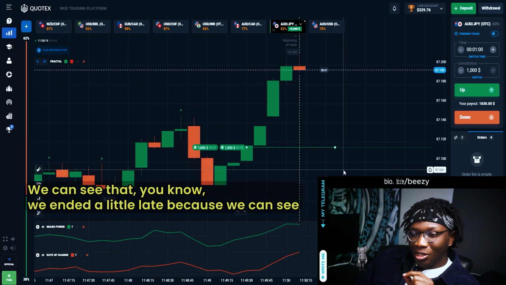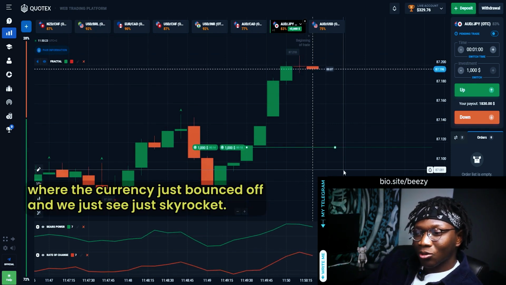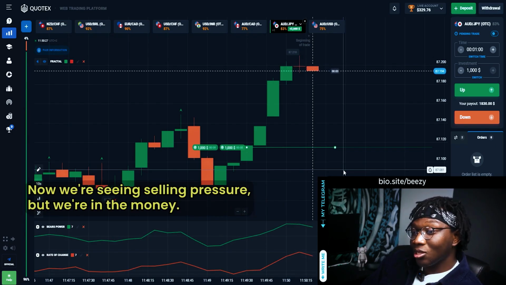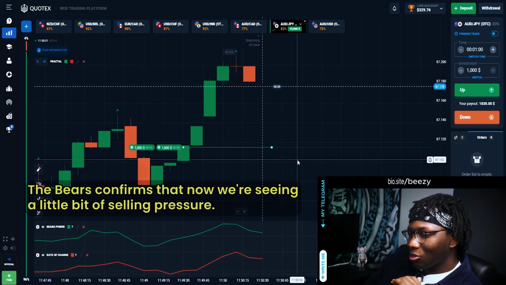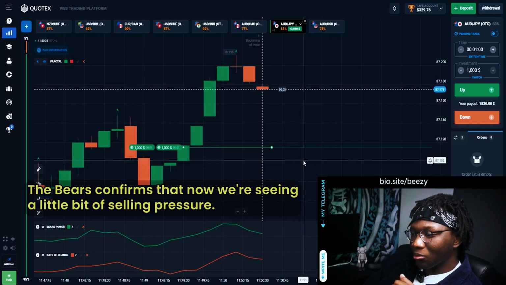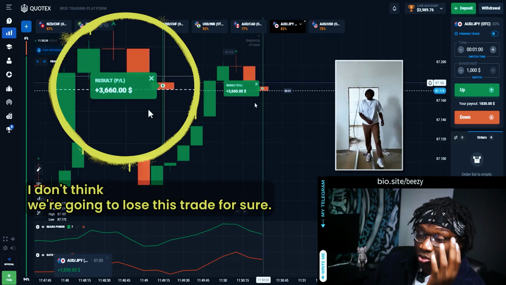We can see that we entered a little late because we can see where the currency just bounced off, and it just skyrocketed. Now we're seeing selling pressure, but we're in the money. The bears confirm it. Now we're seeing a little bit of selling pressure, but I don't think we're going to lose this trade for sure. That's it.